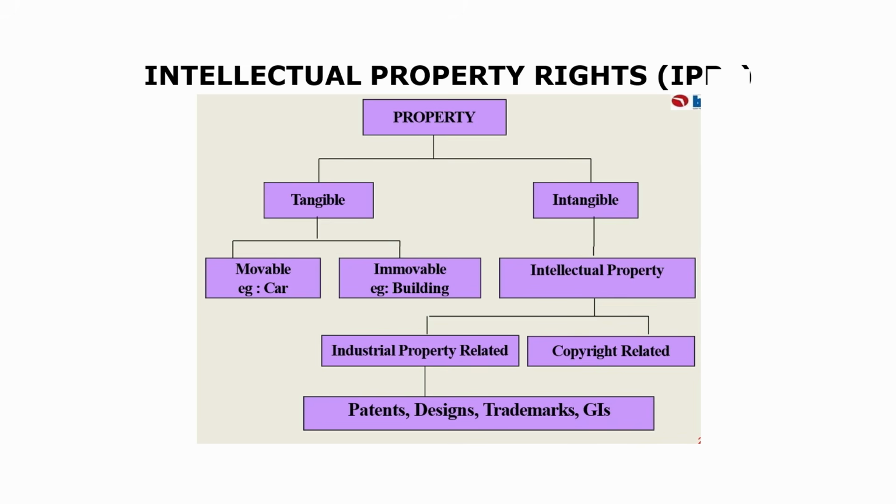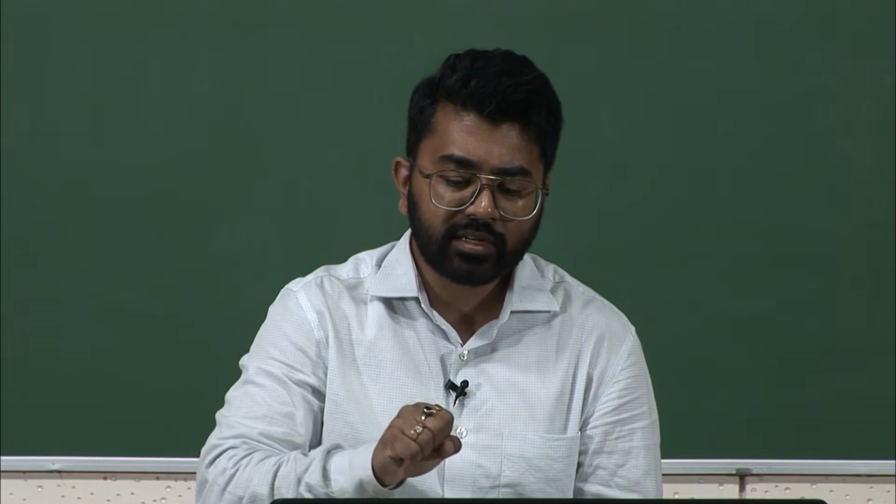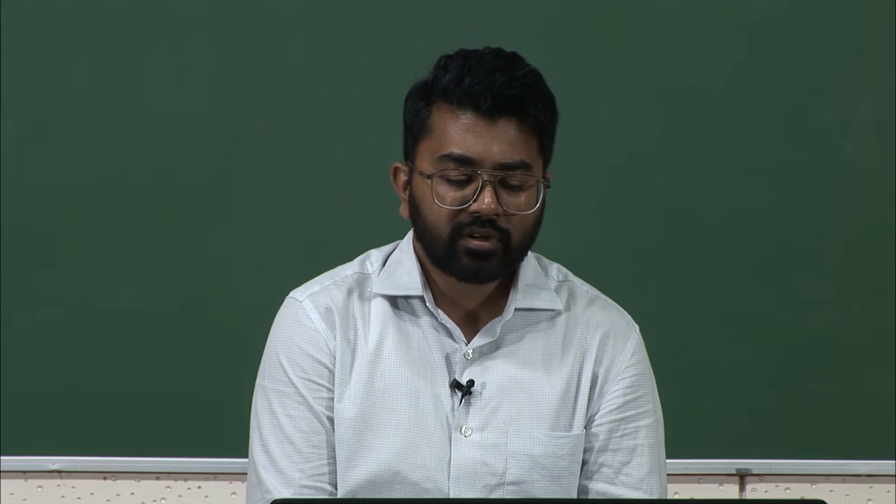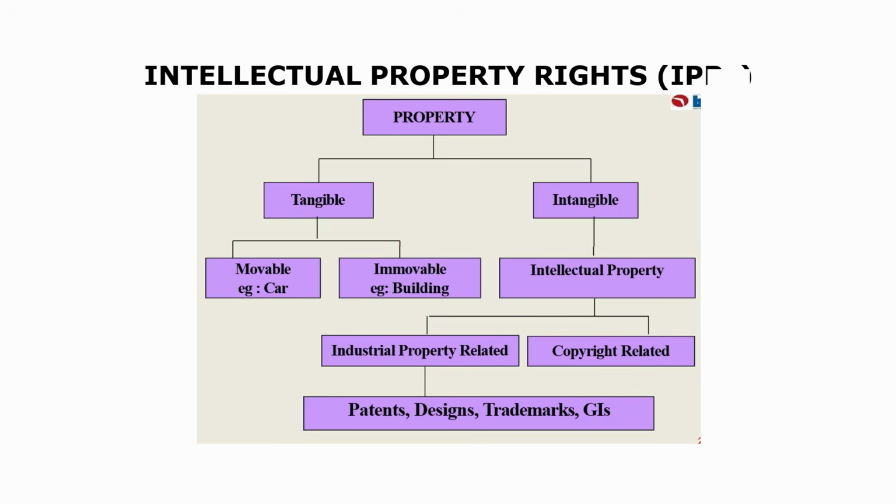So property by definition can be either tangible or intangible. Tangible is something which we can touch and feel, intangible is something we cannot touch and feel. Tangible examples are movable, like a car. Immovable properties like buildings, we cannot just move buildings.